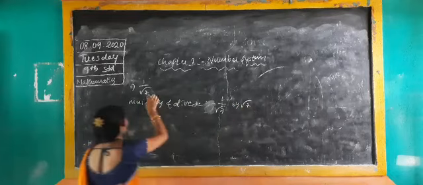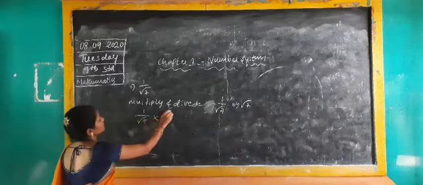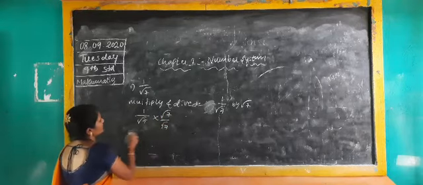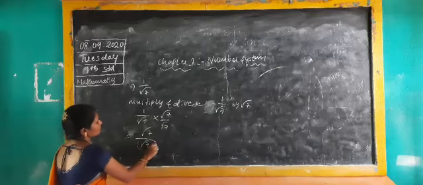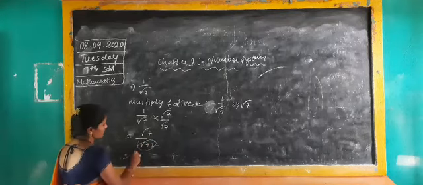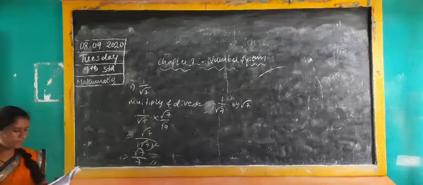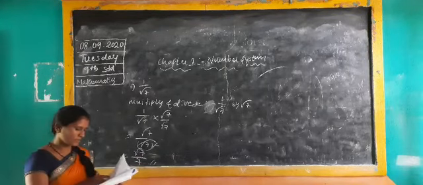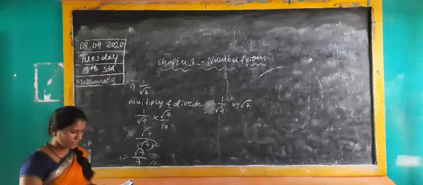I said you only have to see the denominator. Means 1 by root 7 into root 7 by root 7. You will get root 7 by root 7 whole square. Square root and square cancel. Root 7 by 7 is the answer. It is only rationalize. Okay. This much is enough. Now second one, what is there?